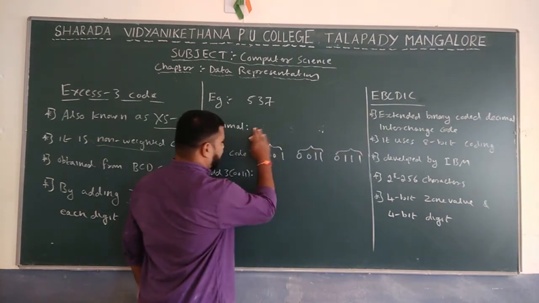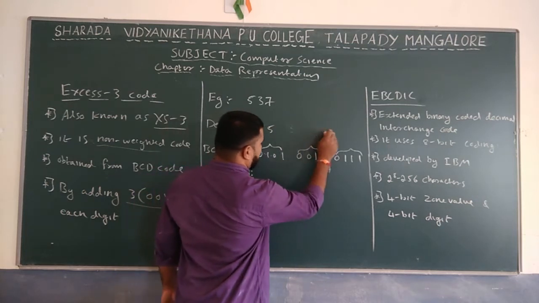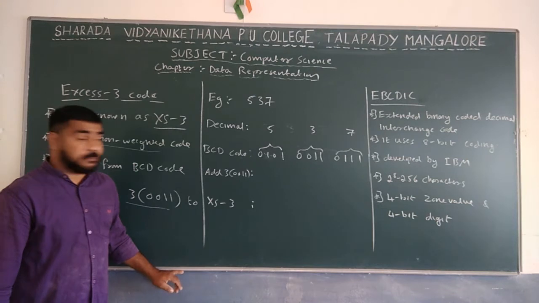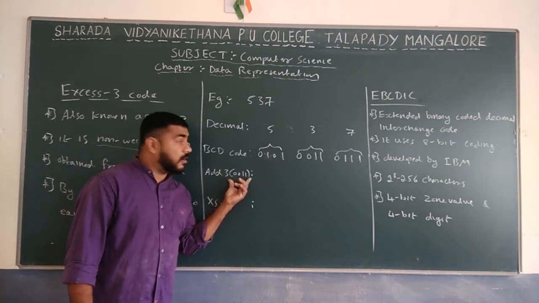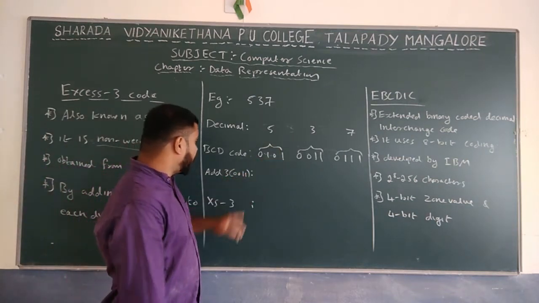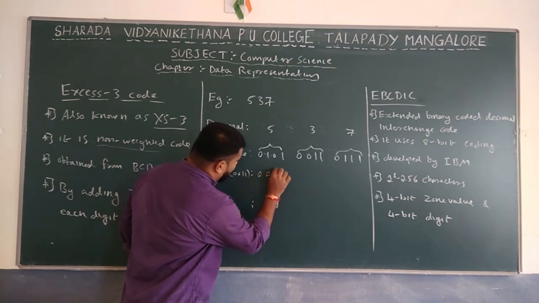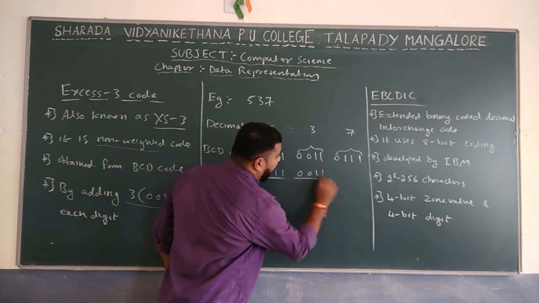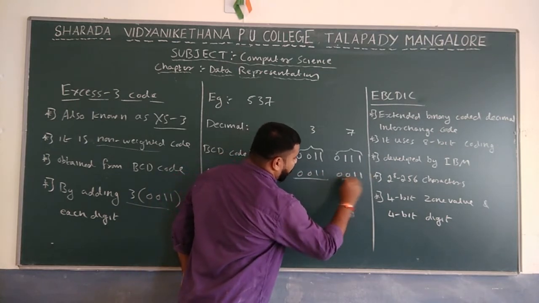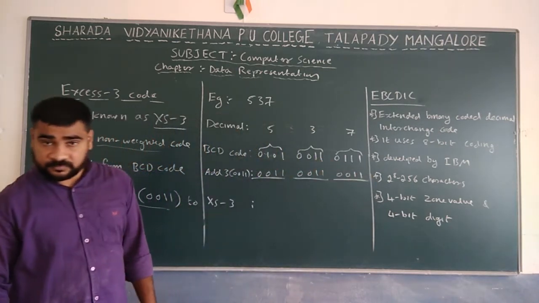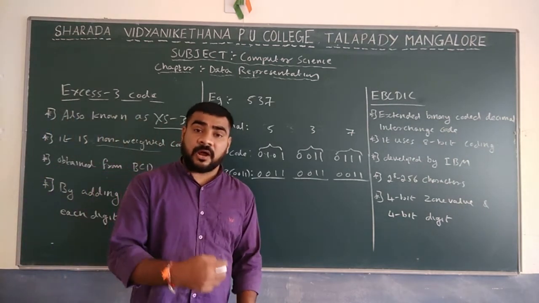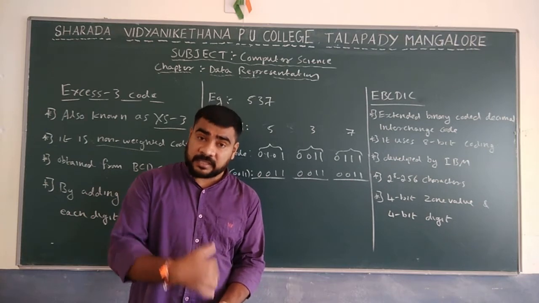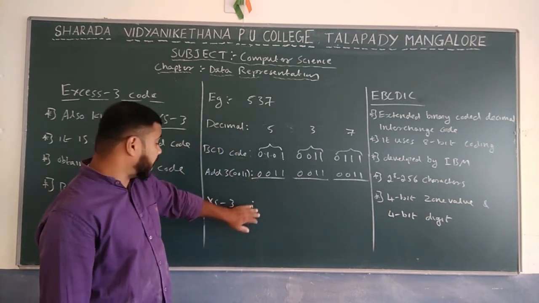So I write once again here: this is 5, this one is 3, this one is 7. After writing the numbers, next we have to add 3. The value 3 is 0011. We have to add 0011 for this one, for this one also 0011, and for this one also 0011. For each digit we have to add 3. Then we will get the excess 3 coding.